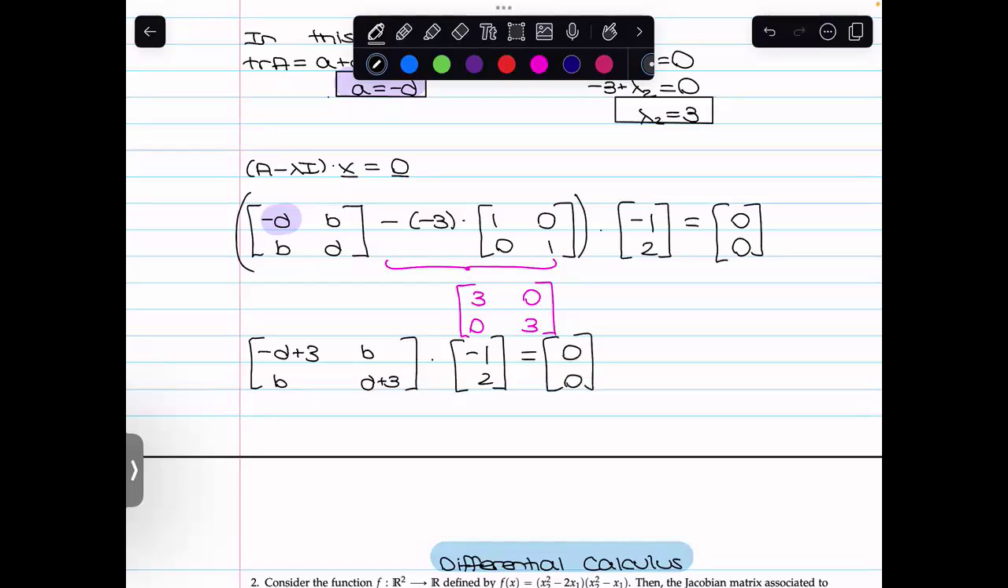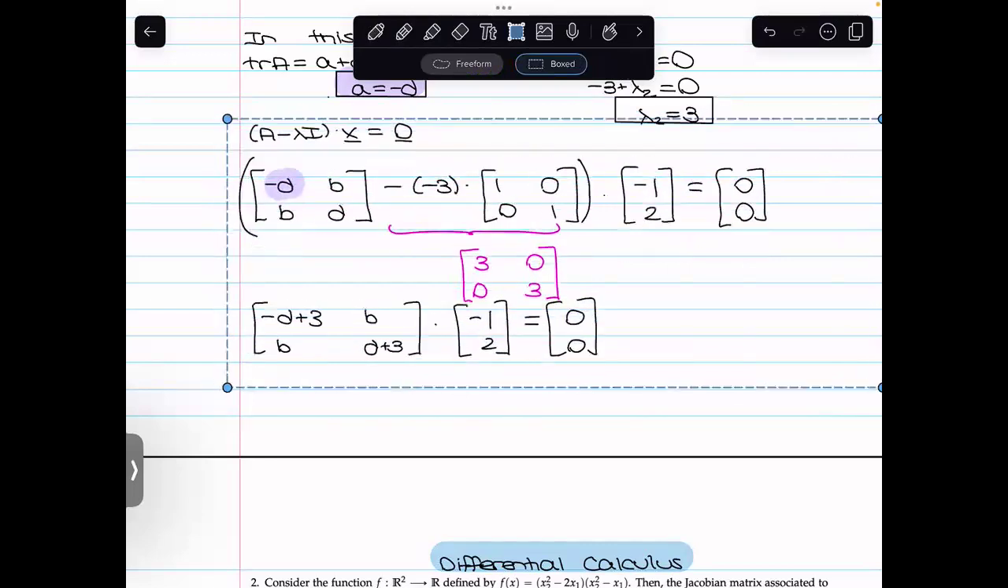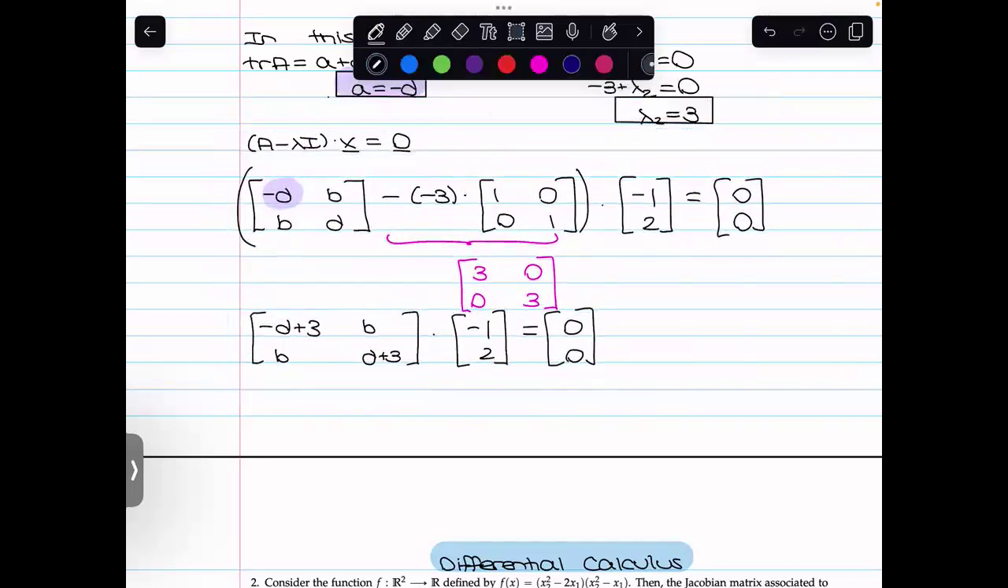So if we multiply through, you're going to get a system of equations. I'm just multiplying row times column. That will become d - 3 + 2b equal to 0. And then the other one is going to give us -b + 2 times d + 3. So that will be 2d + 6 is equal to 0.